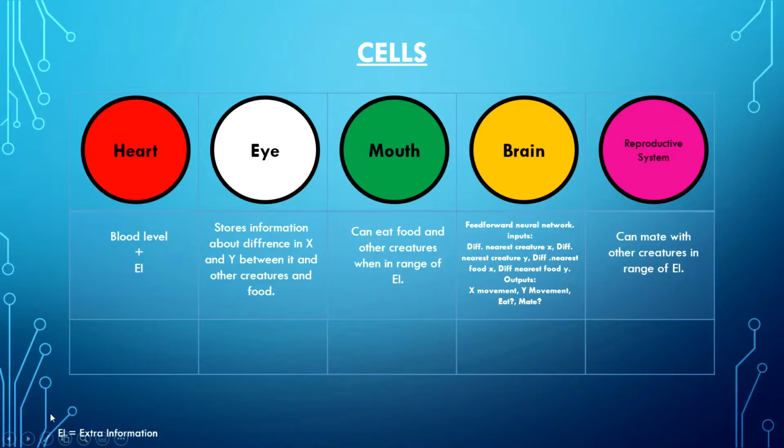So what is the extra information with the cells? With the heart, it's how much blood. The eye and the mouth, it's the range. The brain really doesn't have any specifications. It's just because of how I programmed it, each cell had to have a specification, but with the brain it's not really how smart it is or something. It's just nothing. And the reproductive system is also the range.